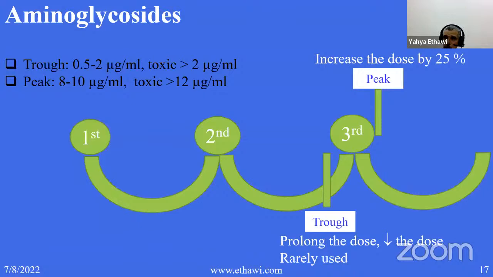If the peak level is high, you decrease the dose. Okay, so the trough level is 0.5 to 2 mic, the normal. The peak is about 8 to 10 mic, and the toxic is more than 12. You have 2 options: increase or decrease the dose if you're dealing with peak, or stretching or shortening the duration of the antibiotics if you're dealing with trough. I rarely use the peak, but I always use the trough. Any question?